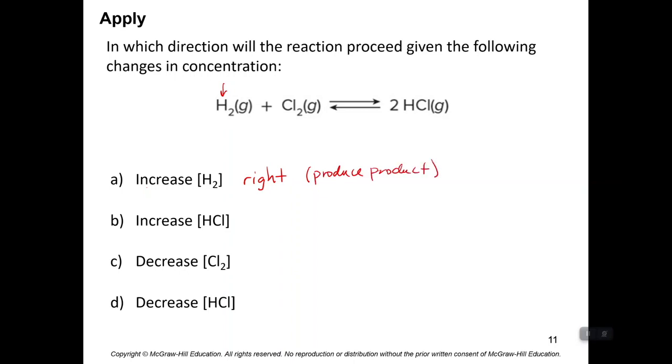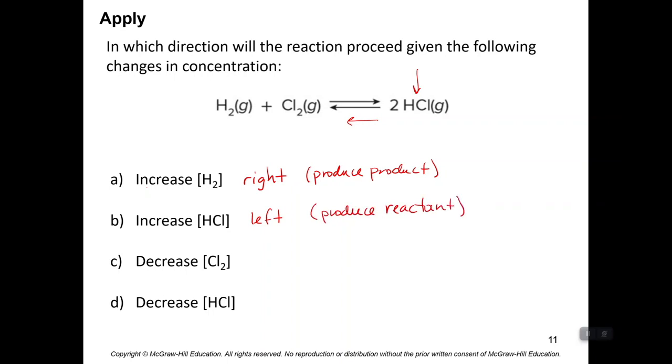Right. What if now I increase HCl? So now we're looking at increasing. So again, you're starting at equilibrium, but now you're going to disturb that equilibrium by increasing HCl. Well, now that I have excess product, that product is going to want to turn into reactant to reestablish that equilibrium. So that means that my reaction will have to proceed to the left, and that's going to produce more reactant.